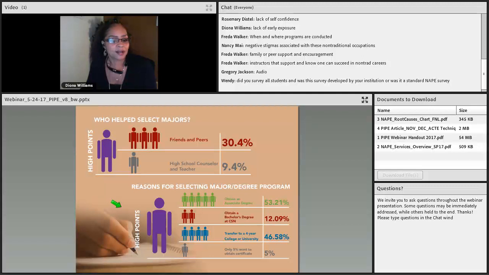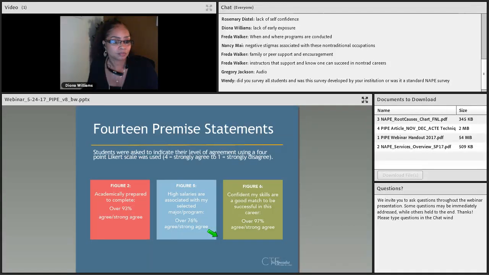Because we are a community college, you would have thought that over 75% of our majors have certificates, but only 5% said that they wanted to pursue certificates, as opposed to 53.21% who wanted an associate's degree. The far majority, which we weren't surprised at, wanted to transfer to a 4-year institution to pursue their bachelor's degree. So here are some other things that I thought were very interesting to share.